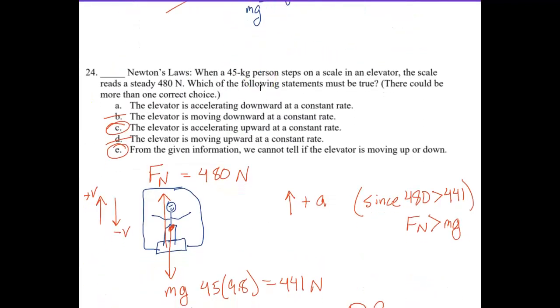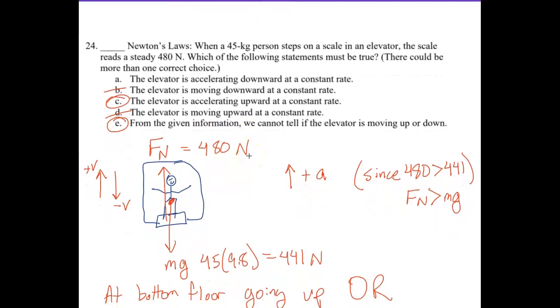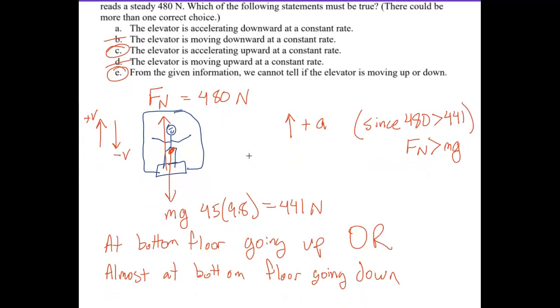For number 24. So here we've got a 45 kilogram person stepping on a scale in an elevator, and it reads 480 newtons. So when you're in an elevator or when you are weighing yourself at home, you stand on a scale. The scale reads your apparent weight. So this is what you think you weigh. Okay, it's not your actual weight. Your actual weight is your mass times gravity, and it never changes. And it doesn't matter where you are on the earth, your weight will stay the same.